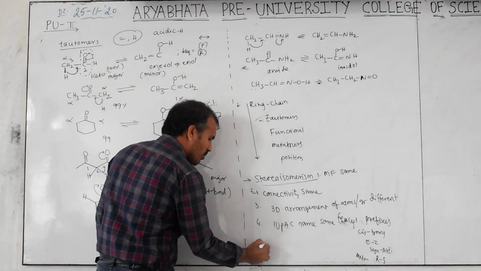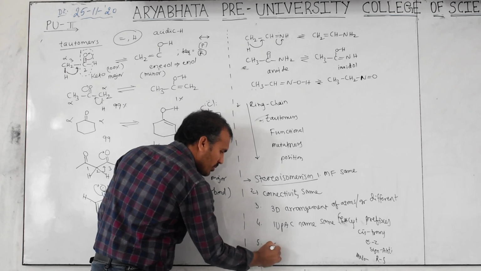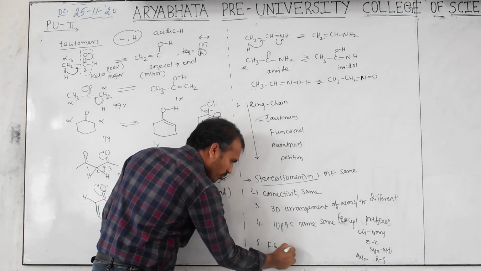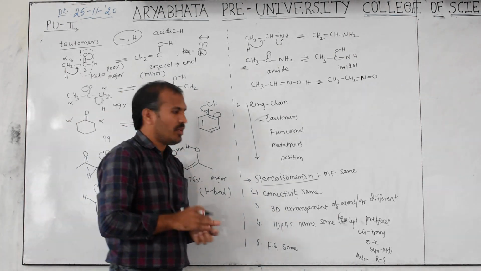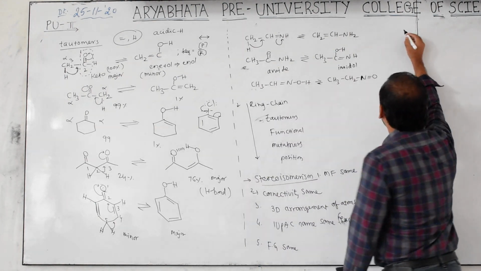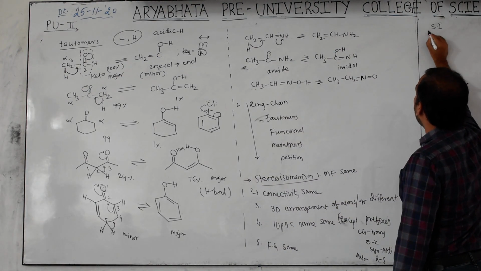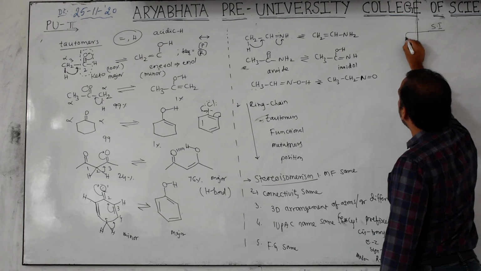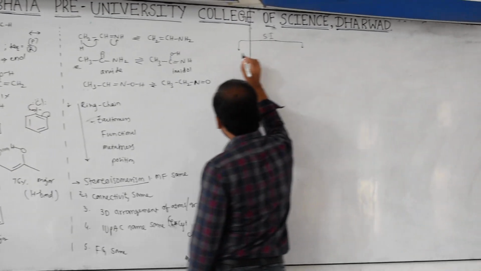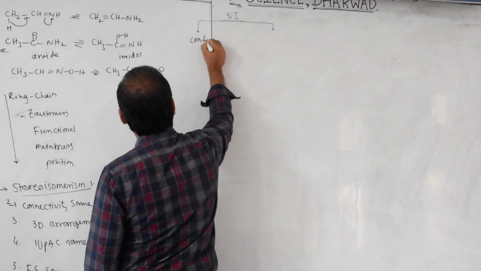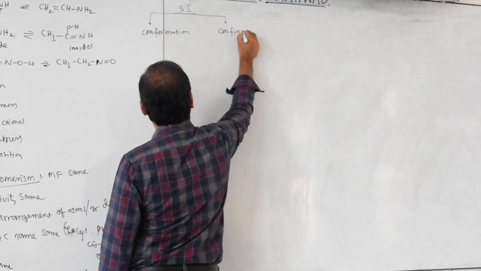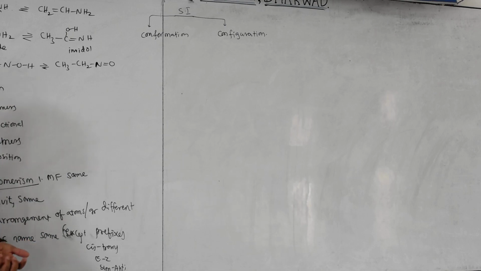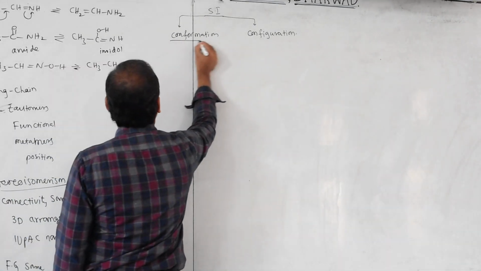The fifth one is functional groups should be the same. I have already given this once again because it is important for stereoisomerism. How many types? Two types. One is conformational, another is configurational. What is conformational?